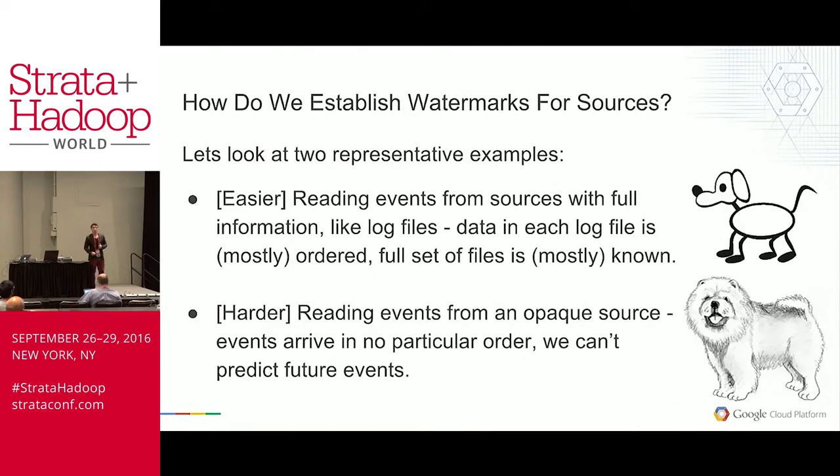So let's talk about how we provide watermarks at the sources. We've said we try to do a good job of making sure we don't have late data. So let's talk about how we would try to do this for a couple of different representative sources. I'm going to look at two examples. One is an easier case where we're reading data from log files, where we know most things about those log files, and a harder case where we're reading from an opaque source, such as PubSub.